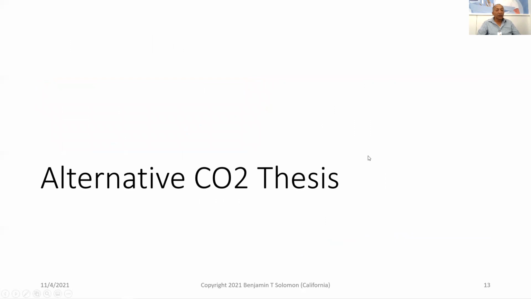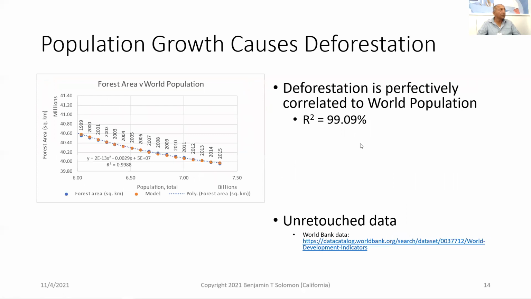So we need an alternative carbon dioxide thesis. So let's look at population growth versus deforestation. Here the orange at the bottom is the population growth, Earth's world population. And on the x-axis we have the forest area in square kilometers. This is all taken from the World Bank, and this is in millions of square kilometers.